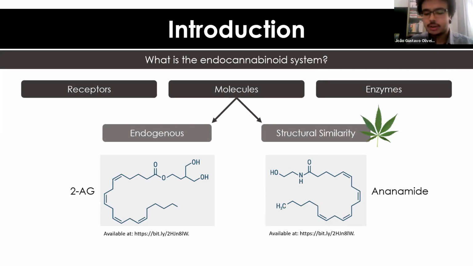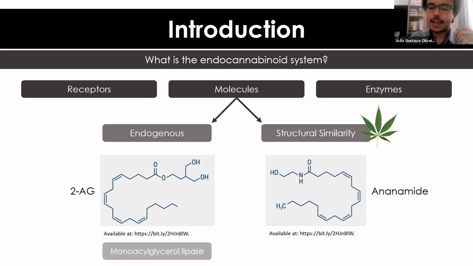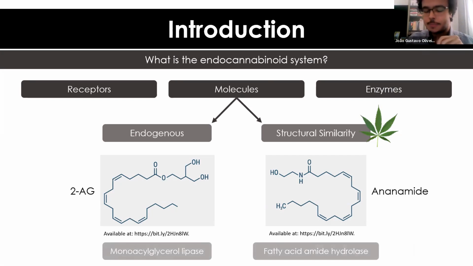They are both icosanoids, which are synthesized on demand by those enzymes. In the case of the 2-AG, it is synthesized primarily by the diacylglycerol lipase, and the anandamide is synthesized primarily by the N-acyltransferase and the phospholipase D. They are removed from their sites and then taken by uptake processes and metabolized mainly by monoacylglycerol lipase and fatty acid amide hydrolase in the case of the anandamides.